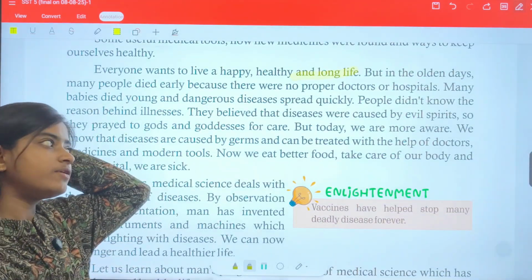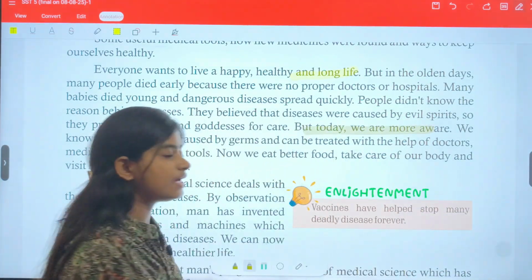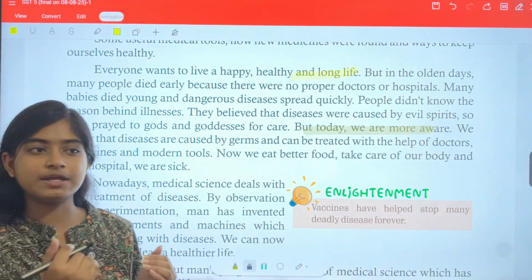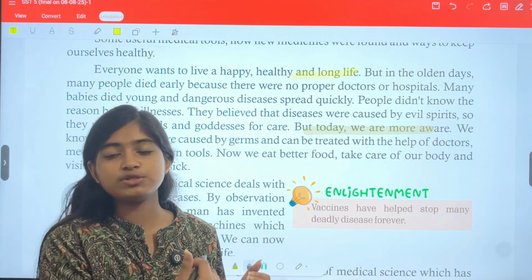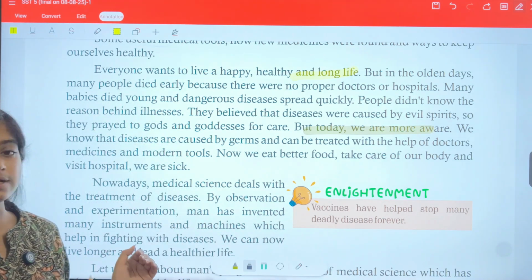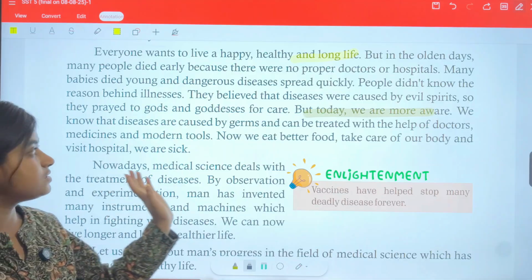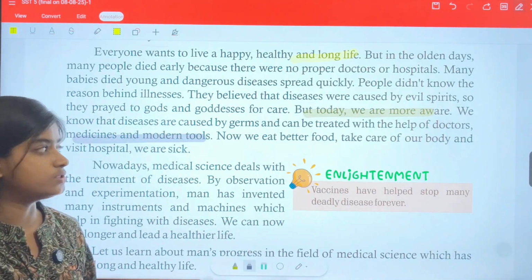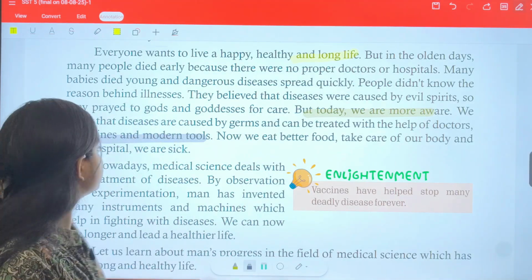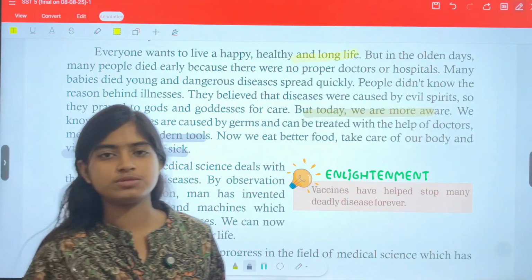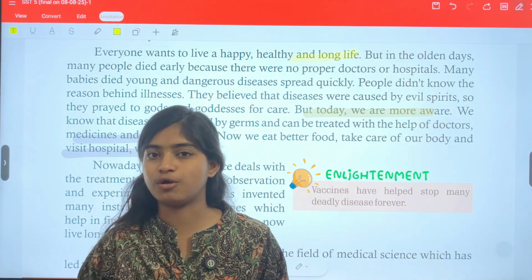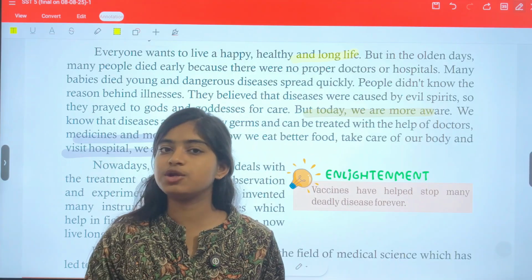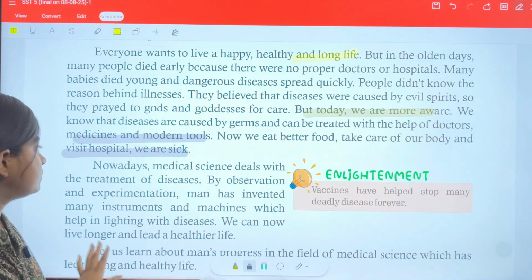But today we are more aware of medical science, and we have made a lot of instruments through which we are able to cure many kinds of diseases which led to death in previous times. We know that diseases are caused by germs and can be treated with the help of doctors, medicines, and modern tools. Now we eat better, take care of ourselves, and go to hospitals when we are sick. So this is the very basic role of medical science, because we are aware now of how to treat ourselves, how to take care of our body, and how to live a long life. Clear?